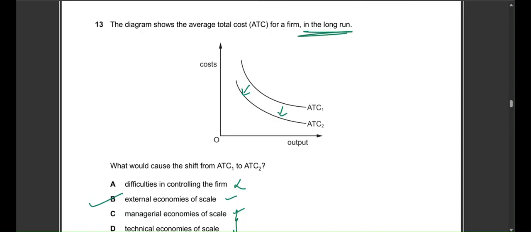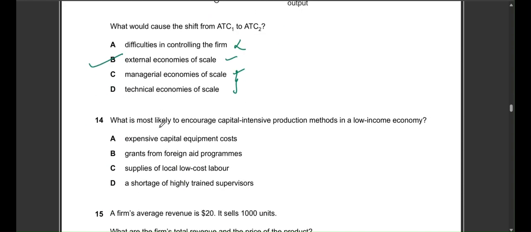Okay, so the right answer would be B. If the question were in the short run, then you could have considered C or D to be the right answer. But here it is in the long run, and that's the reason your average total cost is decreasing, shifting towards the left. Okay, so the right answer would be option number B.